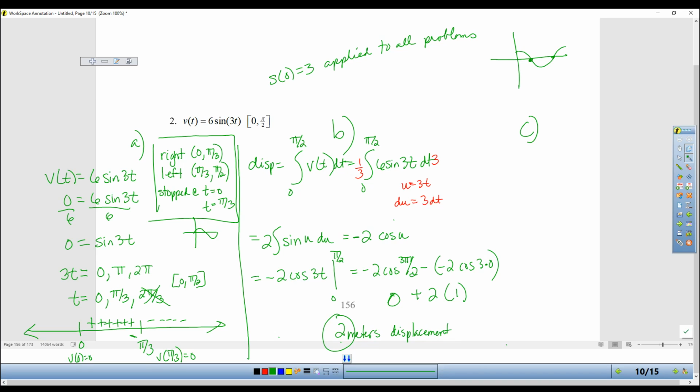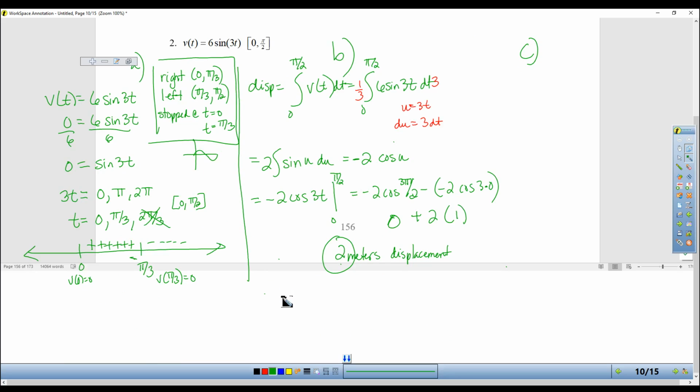So where does it end up? Well, since you start at 3, remember in the original directions it said s of 0 is equal to 3, then it ends at 2 plus 3 is 5. S of 2 is 5. That's where it ends up.